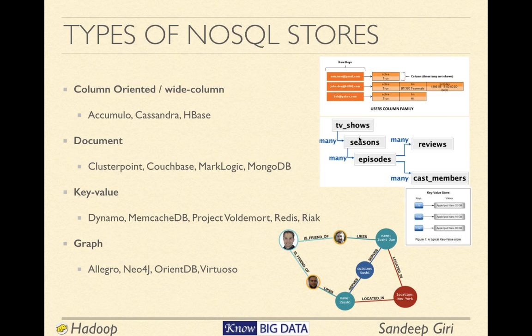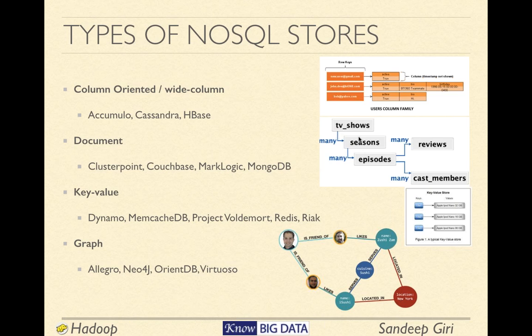Now, NoSQLs are generally categorized into four broad buckets. First one is column oriented or wide column. They look more or less like traditional databases. They are closest to the traditional database, with a little bit of differences, such as generally NoSQLs don't have a rigid schema. They don't enforce rigid schema.